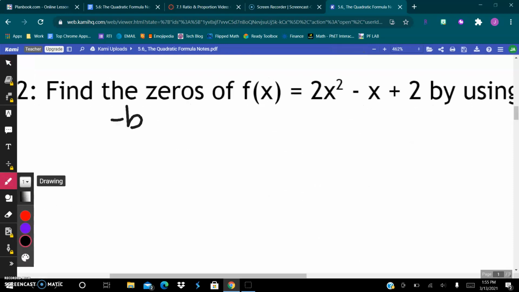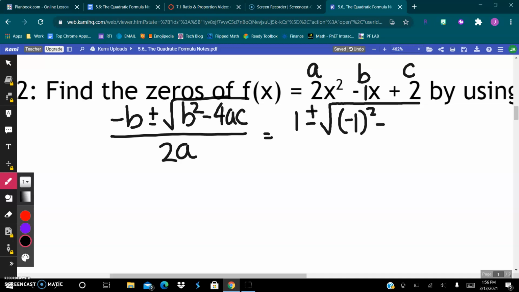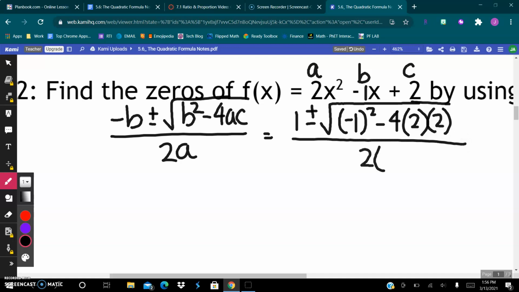So I'm going to write the formula: negative b plus or minus the square root of b squared minus 4ac, all over 2a. So again, a, b, and c. There's nothing in front of the x squared, so that's really a 1. The b is already a negative 1, and we have to plug it in the formula where it says negative b, so it becomes a positive 1. And negative 1 squared minus 4a, in this case a is 2, and so is c. And then 2 times a is the 2.